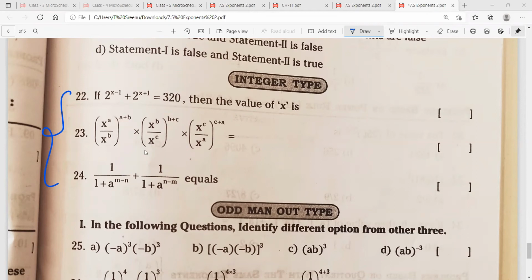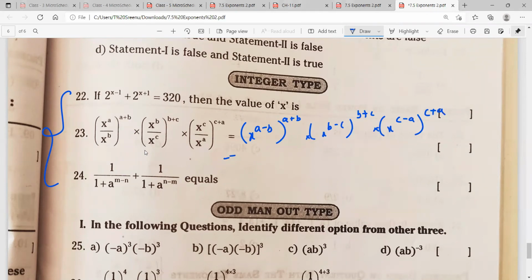Here, inside we have x power a, x power b. It will come as x power a minus b. And outside a plus b. Quotient rule: if we have division, we get subtraction; multiplication, addition.